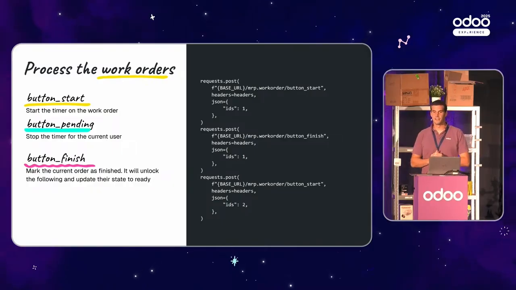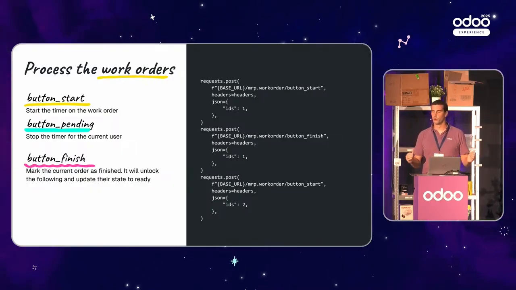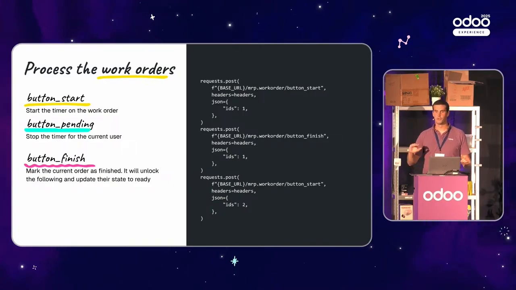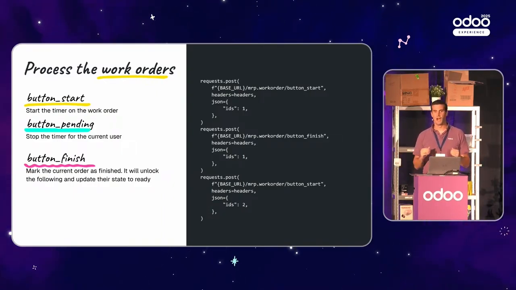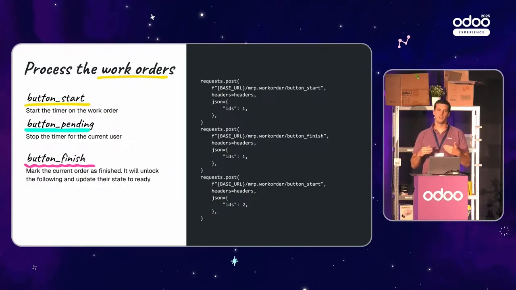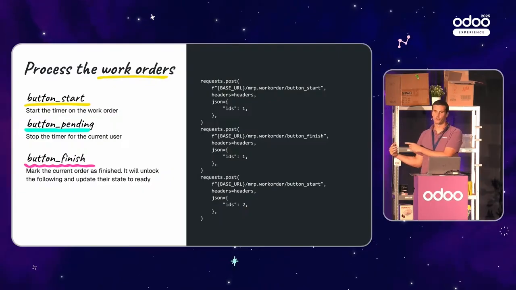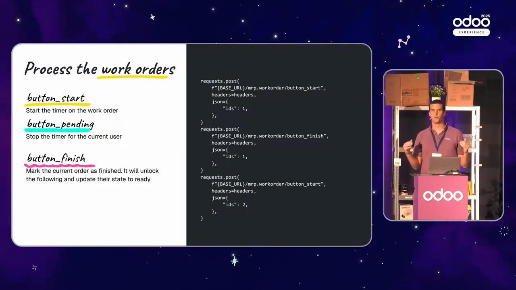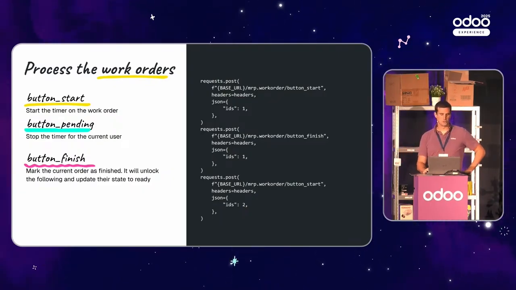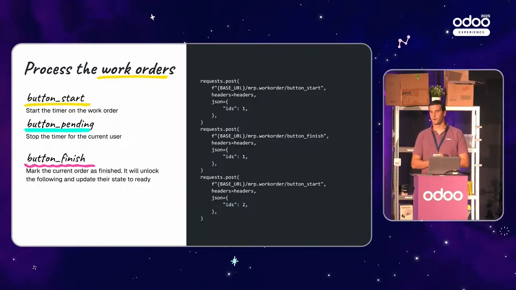So each time it starts a new work order, you have to call the button start. So for example, you press on a touch and your system calls button start on the work order it is doing, and it will start to register a time log for the current user. And it will also change the state of the work order to in progress and register the current employee on your work order. Button pending is the same as start, except it's for pause.